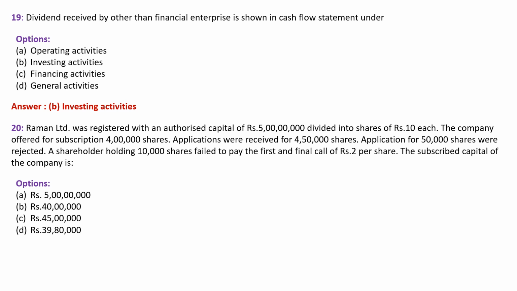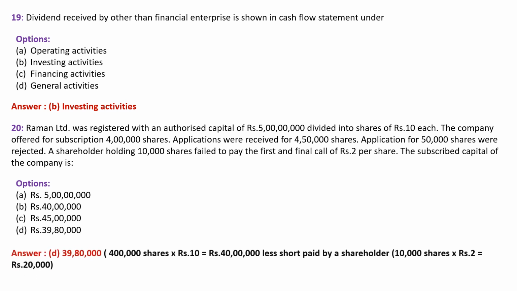In the previous examples, we were talking about extra money received. In this case, the money is not received, so it will be a reverse case. What is the answer here? Option D is the right answer, 39 lakh 80,000. And how is it calculated? 4 lakh shares issued at the rate of 10, so the money received is 40 lakhs. Now, there is a shortage of receiving of money as well. So less the amount short paid by a shareholder. He is holding 10,000 shares at the rate of 2 per share not received, so that is 20,000 rupees. So 40 lakhs minus 20,000 is 39 lakh 80,000, which is the right answer.